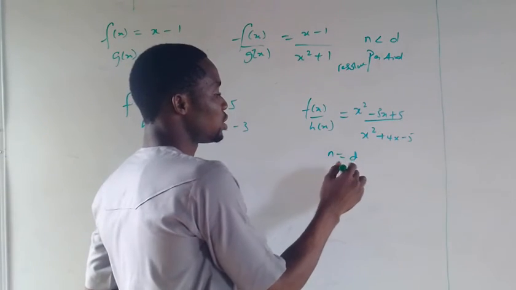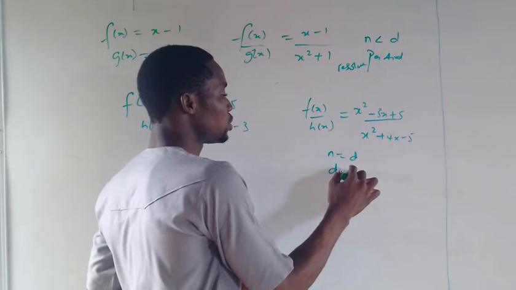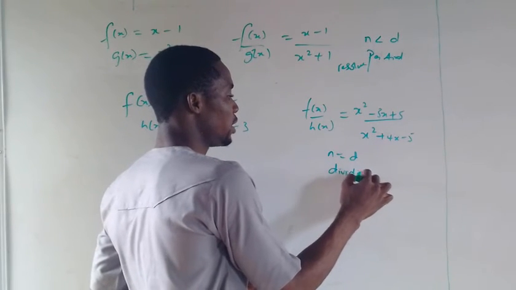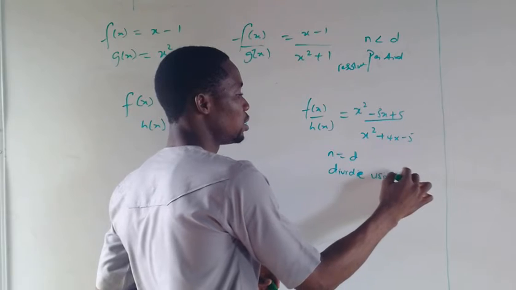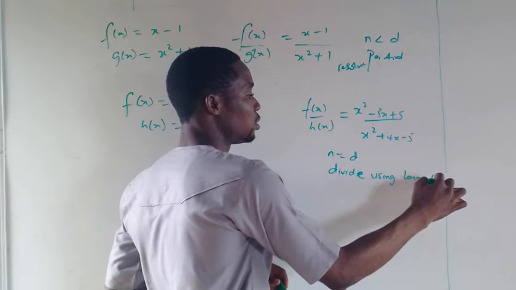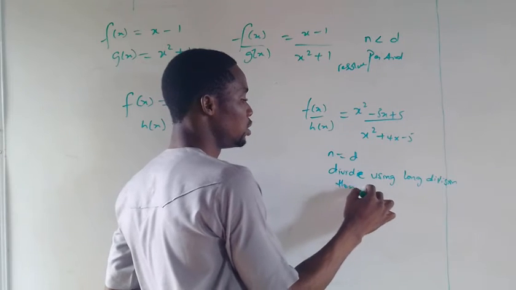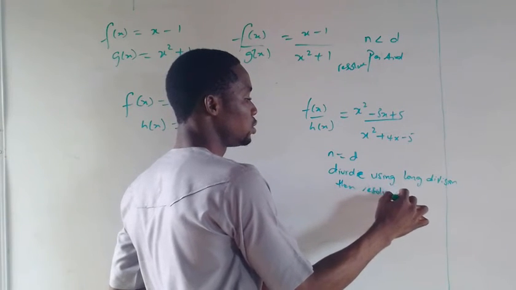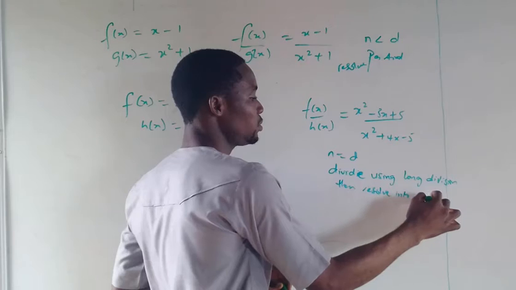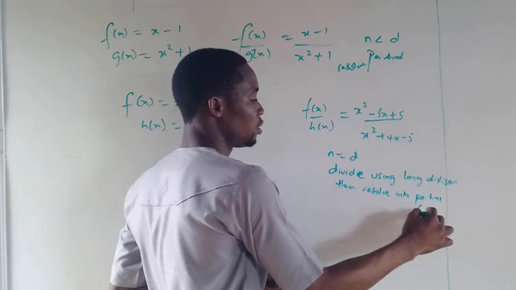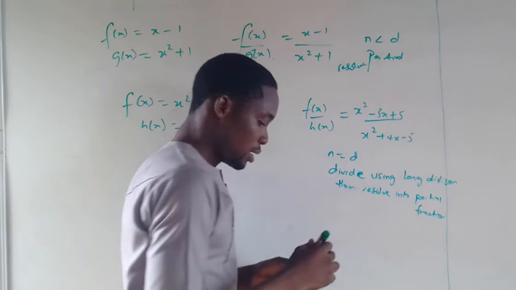So in this case, the numerator's power is equal to the denominator's power. What I'm going to do here is what? I'll divide using the long division method, which I'll show in my next video. Then resolve into partial fractions. Now that's the second condition.